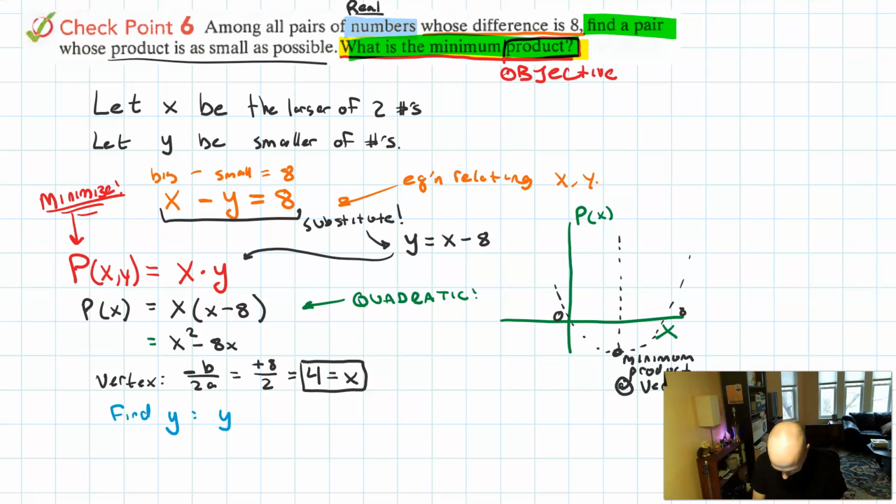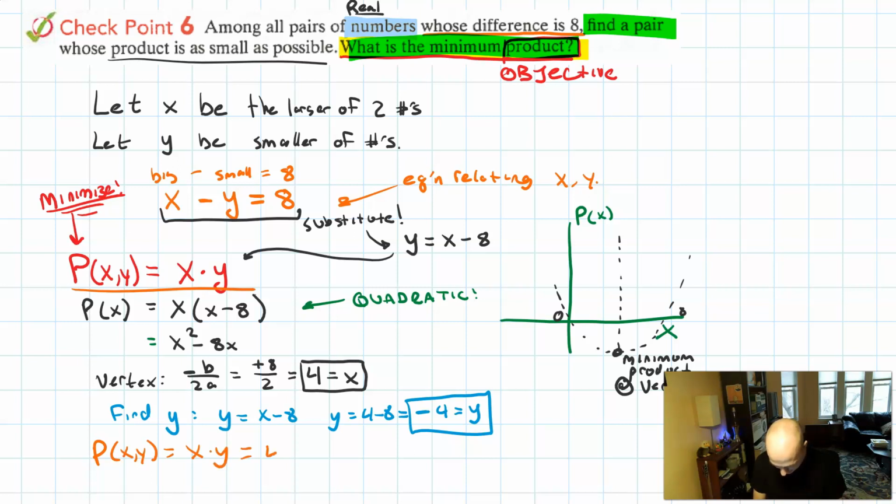But I already solved that y is equal to x minus 8. So then y will be 4 minus 8, or negative 4. So that's my y. And it said, what is the product? Well, the product, now that I know x and y, I can just use this original equation, is going to be x times y. 4 times negative 4 equals negative 16.